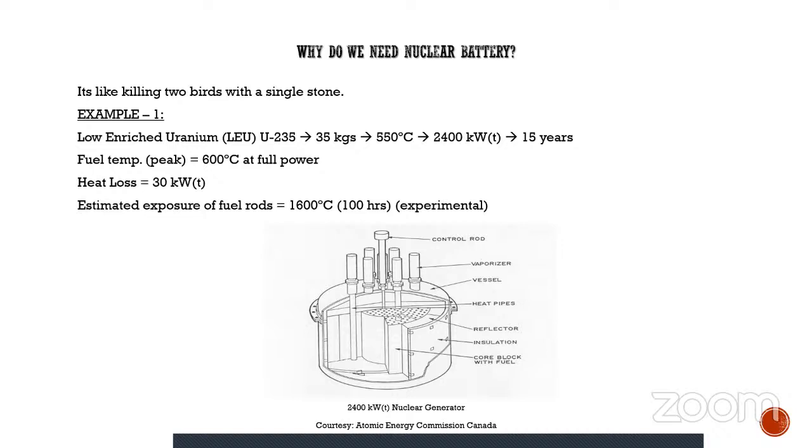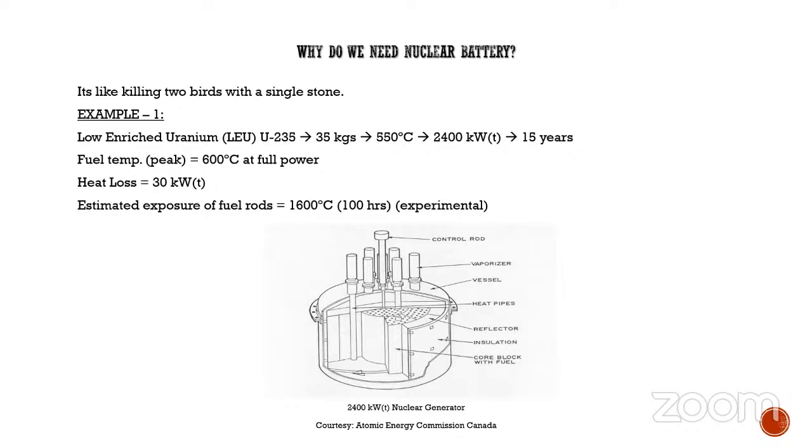Why do we need a nuclear battery? Now the question may arise: why do we need a nuclear battery? In a nuclear power plant, the nuclear reactor generates a lot of nuclear waste, and the spent nuclear fuels and byproducts are a result of the energy generation and nuclear fission. These need to be handled very carefully, because they are really harmful and radioactive in nature. If they get in contact with anything outside the plant, they may harm the environment or whatever they come in contact with.